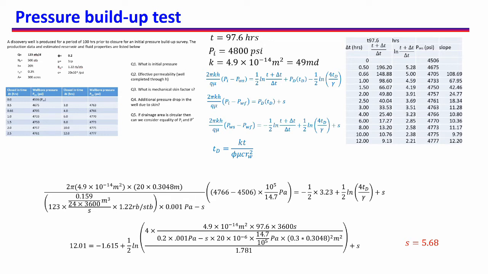I have shown in this table what is delta T, what is PWS, what is T plus delta T, and ln of that number. So finally these are the two columns that we use, and I have found out the slope here also, which we used in the last video. Now our question is, what is the mechanical skin factor, and here you can see the equation that we have been using so far for the build-up test theory.